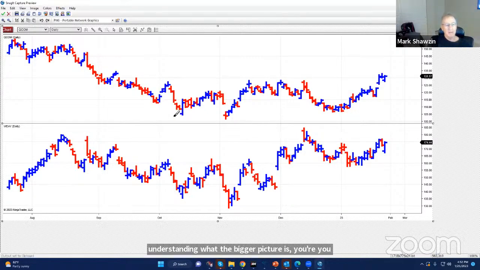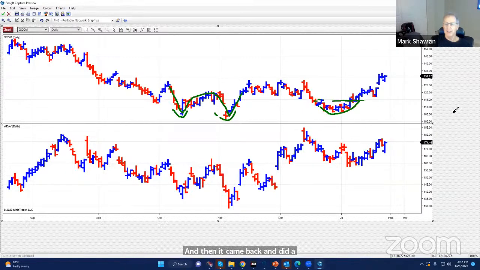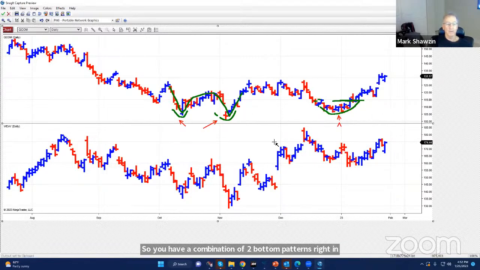So to me, and this was like Microsoft too, here you had on Qualcomm this bottoming pattern, and then it came back and did a rounding bottom right here. So you have a combination of two bottom patterns right in the same neighborhood, call it 110 area, 105. The market started to base down here, and every time it went down there, couldn't go lower.